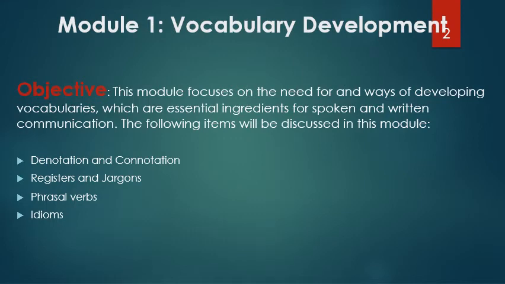Welcome to Module 1, Vocabulary Development. This is the first module to be treated in GSV 1201 and 2201. The essence of this module is to open other ways for students to build up their vocabularies. This is for school and after school use. And another essence is to improve students' spoken and written communication. Therefore, the following items will be discussed: denotation and connotation, registers and jargons, phrasal verbs, and idioms.